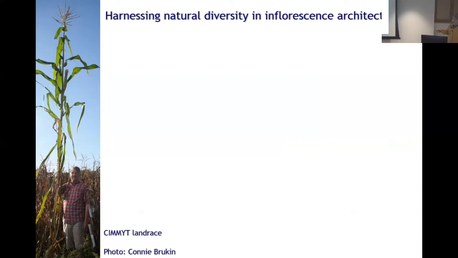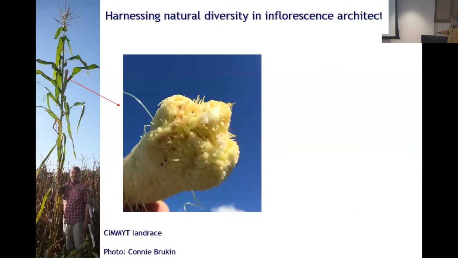This is a Mexican landrace from CIMMYT, the maize and wheat research center in Mexico. And I ordered these seeds, or seeds of this line, because they're annotated as being fasciated, and they are. And this is really amazing. This is a landrace that people grow and eat in Mexico, and it's amazing.